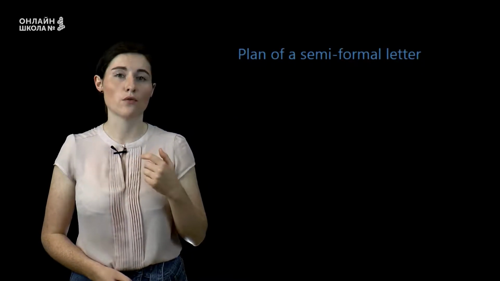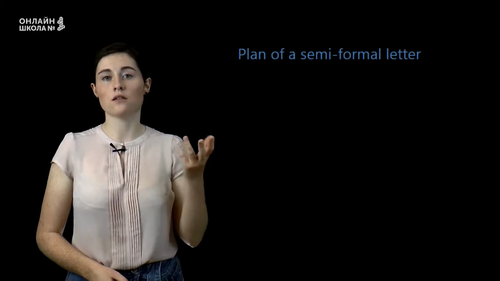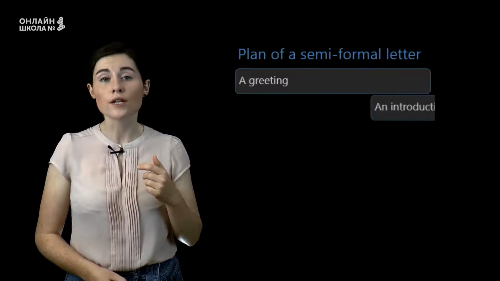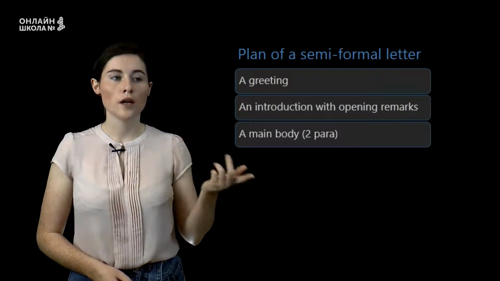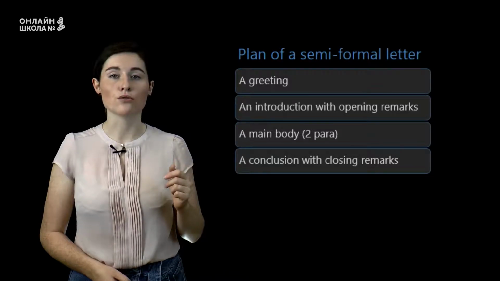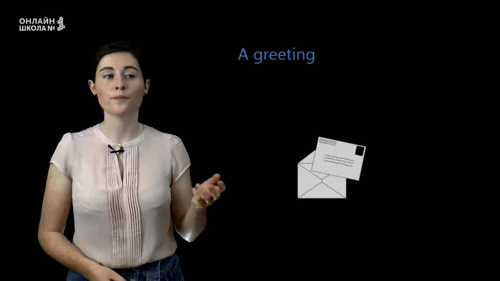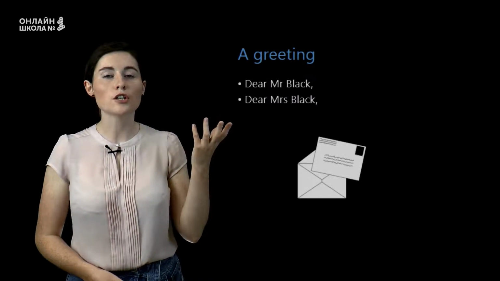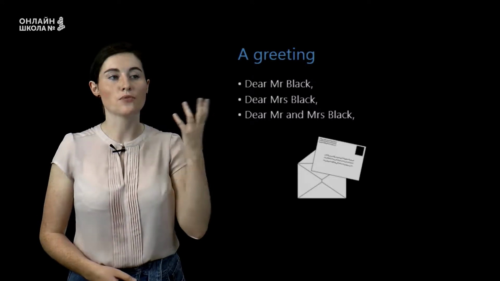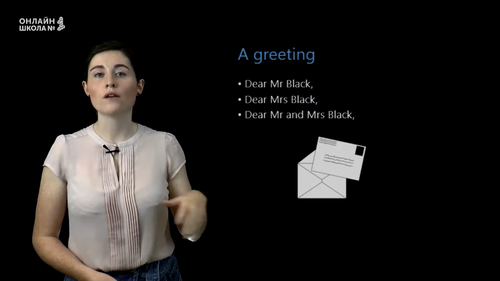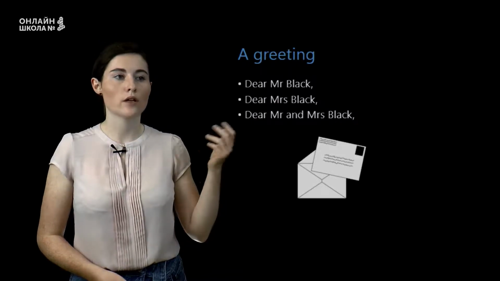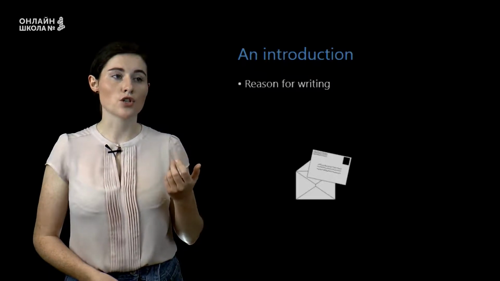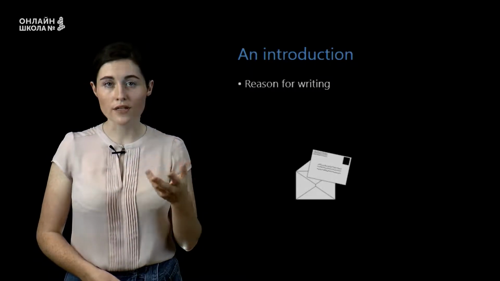A plan of a semi-formal letter is the same as a plan of, for example, an informal letter. So first we have a greeting, then an introduction, a main body, a conclusion, and an ending. What do we write in a greeting? We write actually "Dear" plus a name, "Dear Mr. Black," "Dear Mrs. Black," or if we refer to a married couple, we can write "Dear Mr. and Mrs. Black." In an introduction, we first explain the reason for writing.